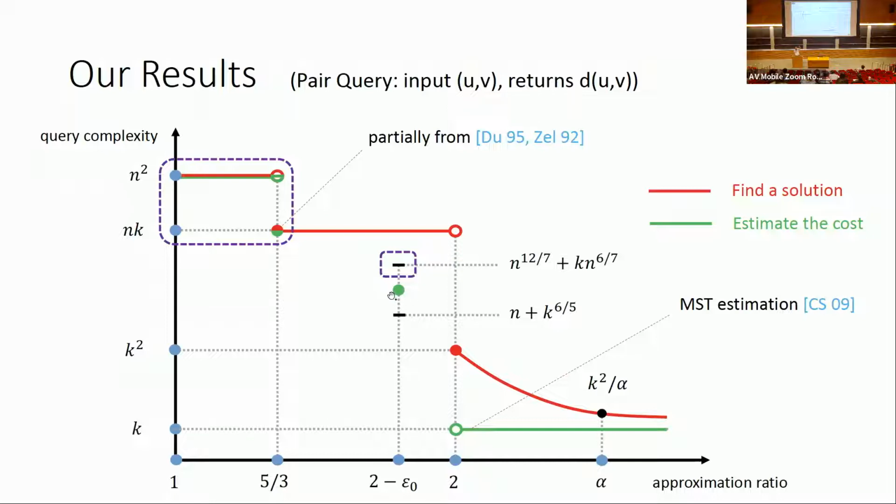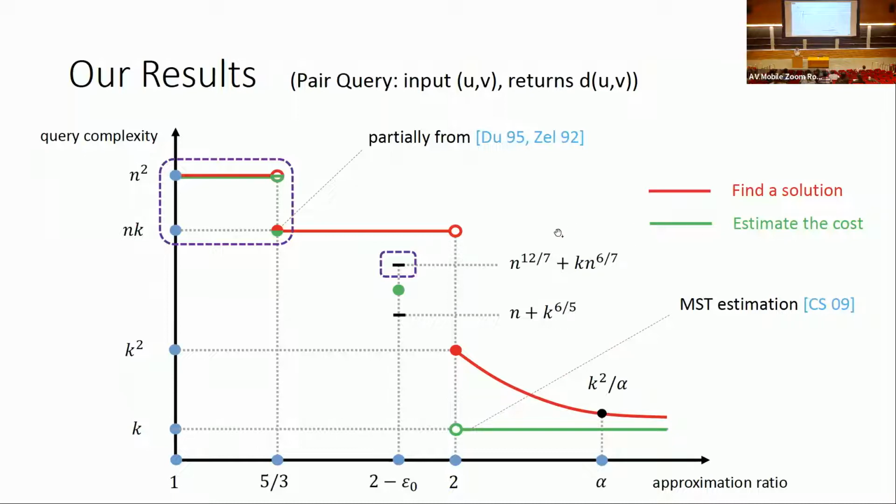What we get is an upper bound and a lower bound. The upper bound is a sublinear algorithm, well, sublinear in n squared. So what we get is a complexity of n^(12/7) plus k n^(6/7). So even in the worst case, when k is n, this is still below n squared. So this is why we call it a sublinear algorithm.